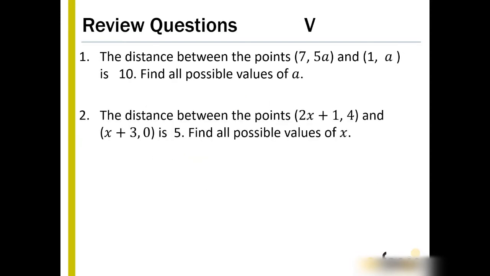Part 5. 1. The distance between the points (7, 5) and (a, 1) is 10. Find all possible values of a. 2. The distance between the points (2x plus 1, 4) and (x plus 3, 0) is 5. Find all possible values of x. Pause the video whilst you work out the answers.